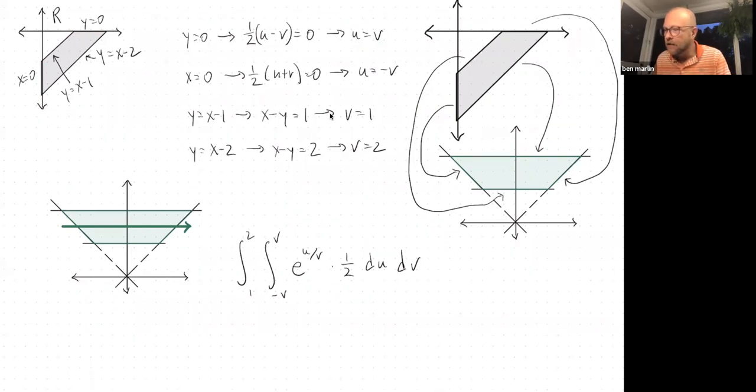Then if we've got this piece here, it's got a slope of 1, and it's got a y-intercept of -1, so it's y equals x minus 1. And if you were to get the x and the y on the same side, you would end up with x minus y equals 1, which is a nice and easy thing to substitute. That's just v equals 1, okay? Same thing for the other diagonal line. It'll turn into v equals 2, right?